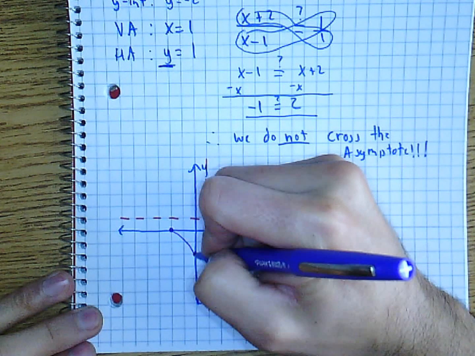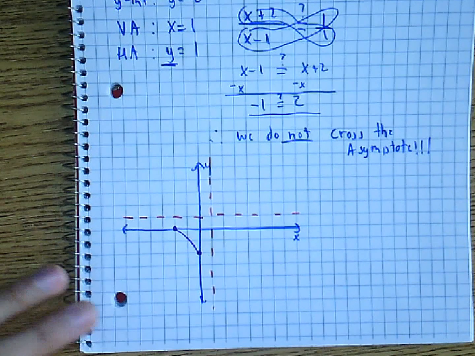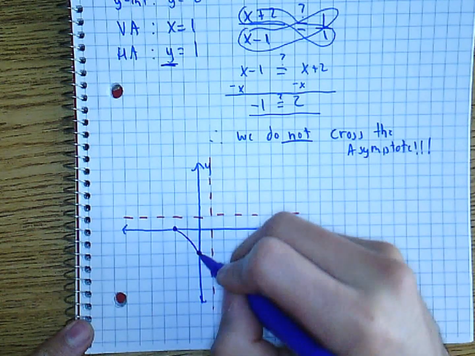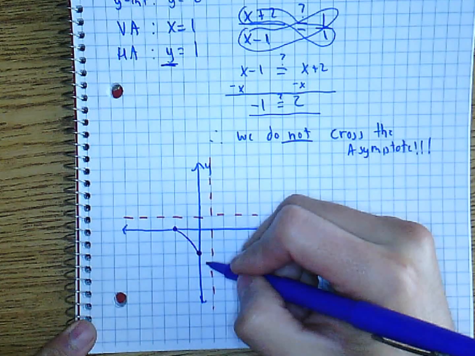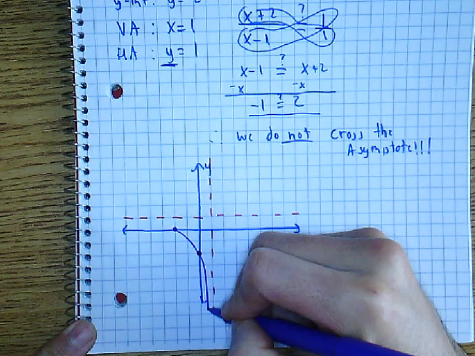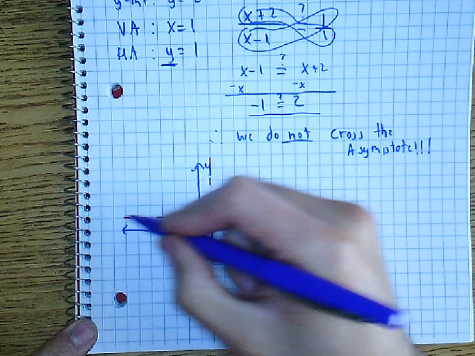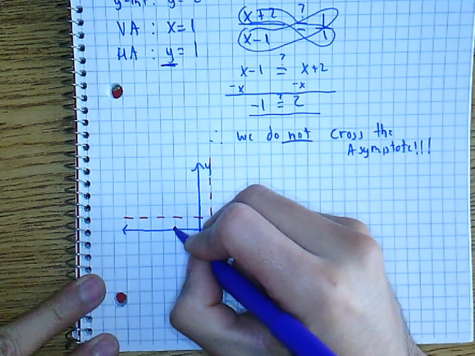Cool? Now, I need to figure out what's going on on the right-hand side of x equals 1. So you have 2 choices, and that's where I meant find some extra points. To find an extra point, you just have to figure out what is an x-coordinate that you can use from this side of the vertical asymptote.